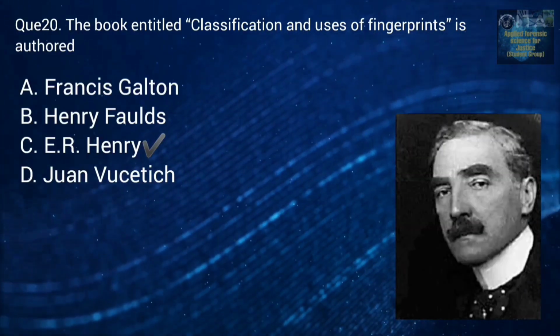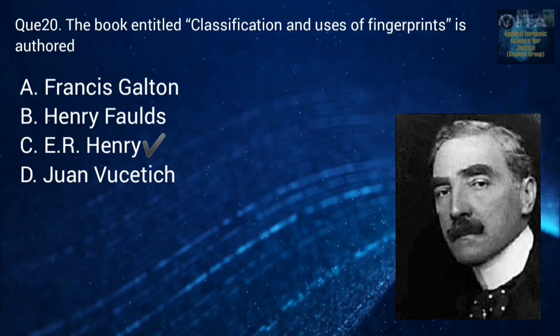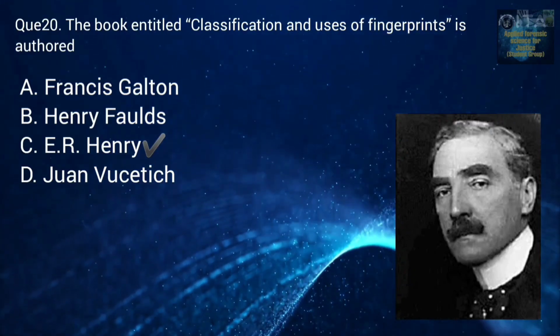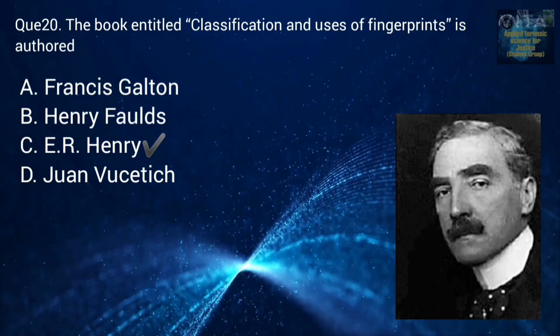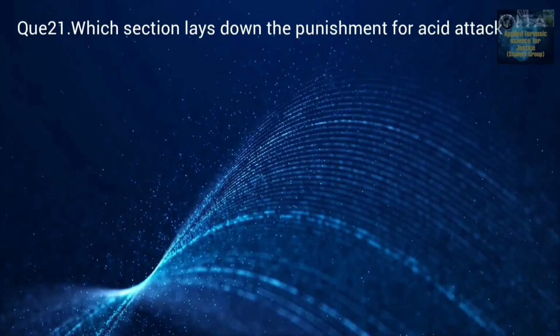Question number 20. The book entitled Classification and Uses of Fingerprints is authored by. Options are A. Francis Galton, B. Henry Faulds, C. E.R. Henry, D. Johann Vucetich. The correct answer is C. E.R. Henry.